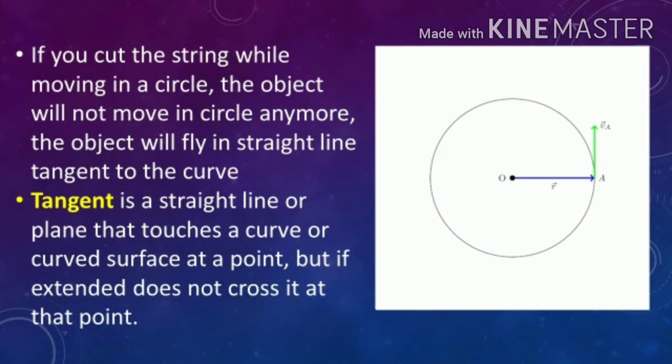If the string is suddenly cut when it is moving in a circle, it will fly away in the tangent direction. The green arrow is the tangent. It is the direction where the object will fly.